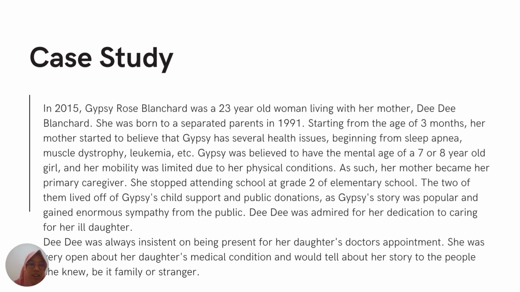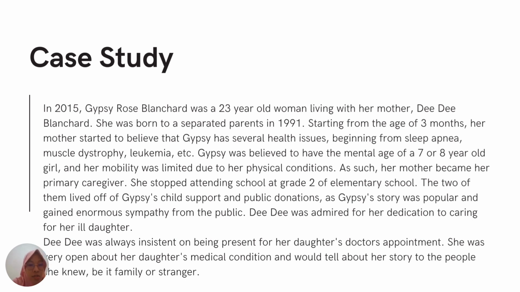And now, finally, I want to discuss the case study that I have mentioned earlier, which is a case study of Munchausen syndrome by proxy. This case study is about Gypsy Rose Blanchard and her mother, Dee Dee Blanchard. So in 2015, Gypsy Rose Blanchard was a 23-year-old woman living with her mother, Dee Dee Blanchard. She was born to separated parents in 1991.